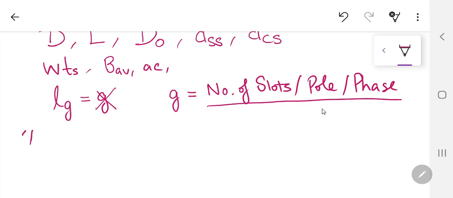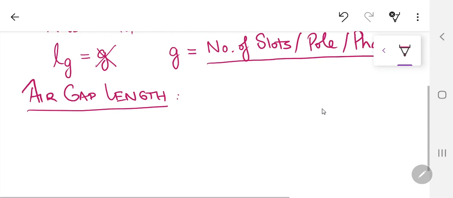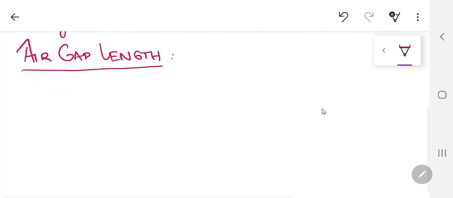I have talked about this in the previous lectures also: what is this air gap length and how is it going to be calculated, or kept. It's not really going to be calculated. The word calculated is a little bit meaningless here, because there are some factors on which the air gap length is determined. This variable LG is also used in your R.K. Agarwal book.